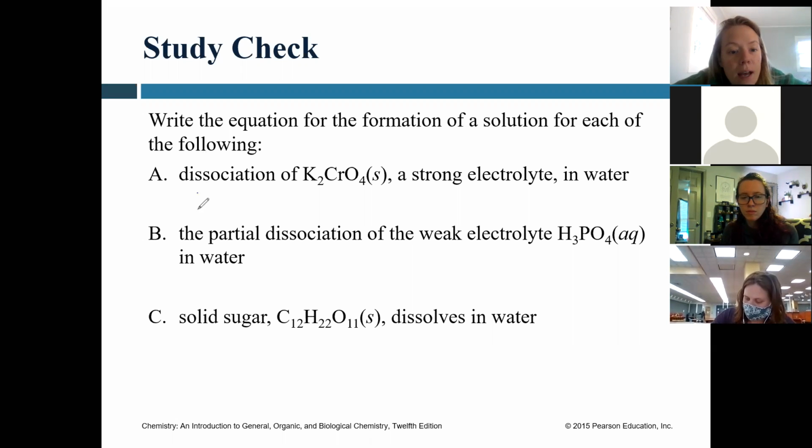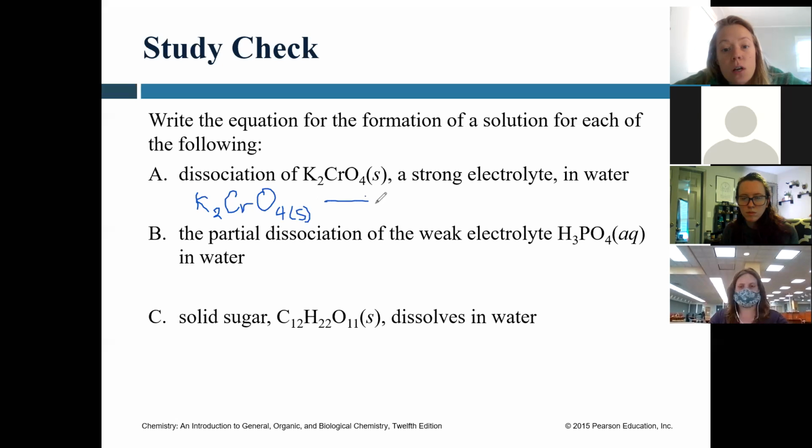Okay, so we've got K2CrO4, and this is a solid. And it's telling us it's a strong electrolyte solution. So I know that I'm going to have an arrow just going in one direction because everything's going to break apart. I'm adding H2O. So I'm going to put that above my little arrow.